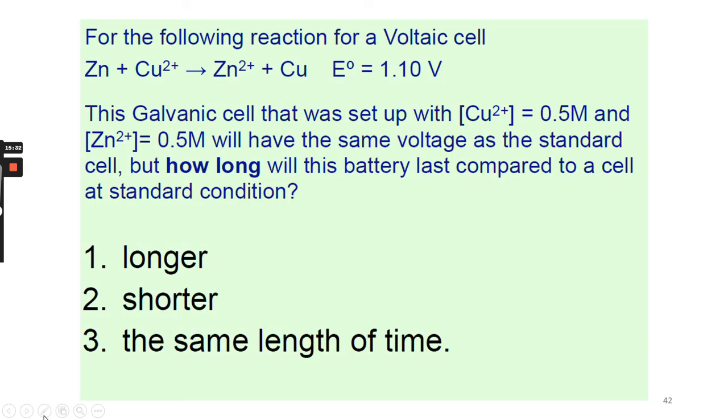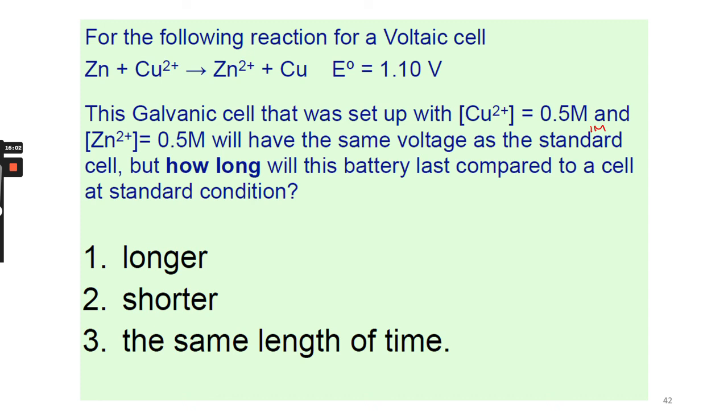Okay, so for the following reactions for a voltaic cell, the galvanic cell was set up with the concentration of copper ions equal to 0.5 and the concentration of your zinc ions equal to 0.5. The standard concentration is 1 molar. So how will this affect your cell? Will the battery last longer, shorter, or will it last the same length of time?